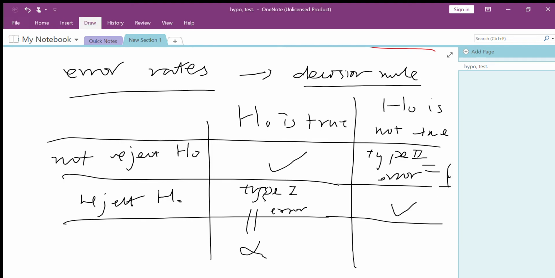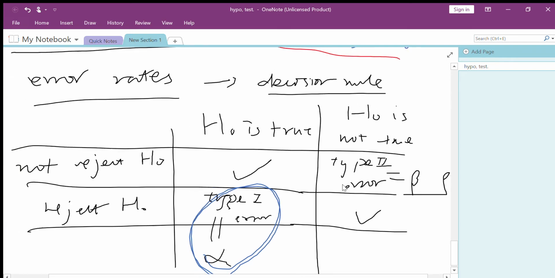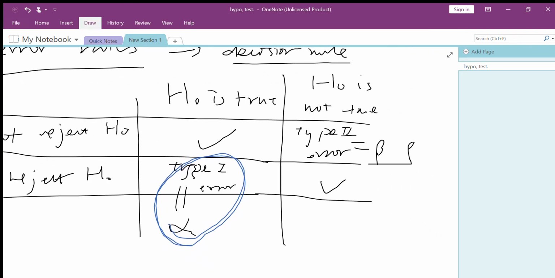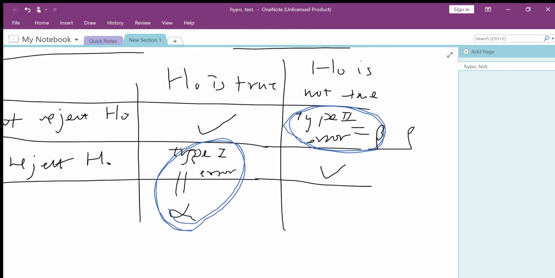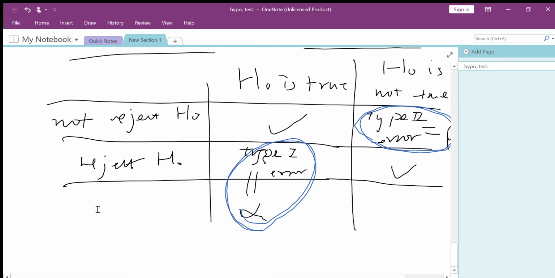So this alpha and beta is quite important in hypothesis testing, which is type 1 error and type 2 error. You should know what type 1 error means and type 2 error means. These two concepts are quite important, and this table can help you to remember those error rates.